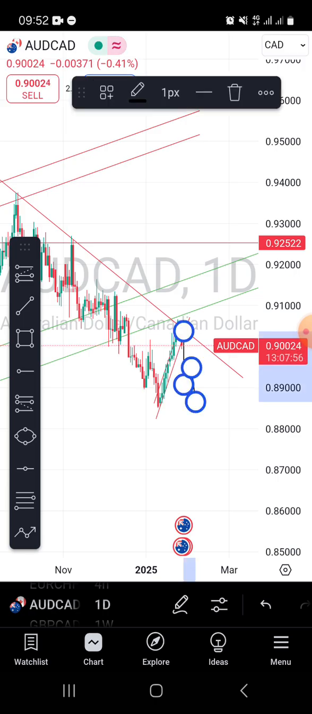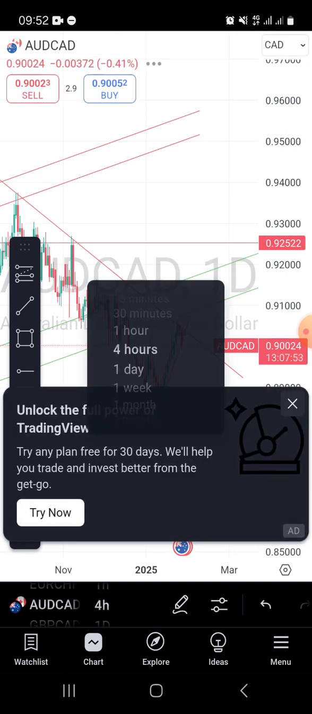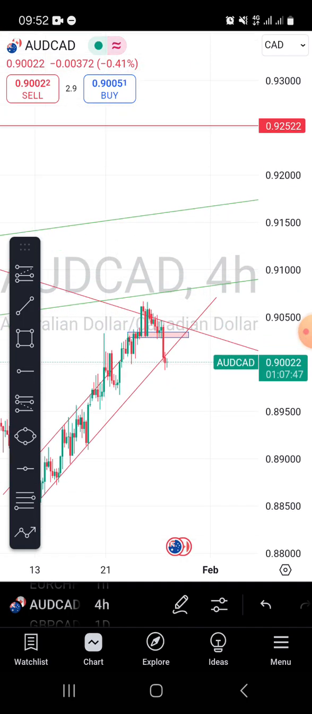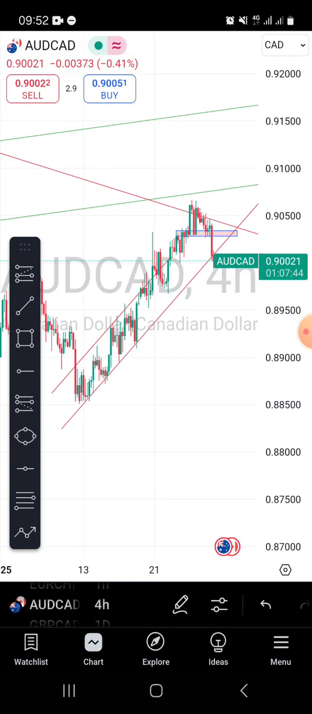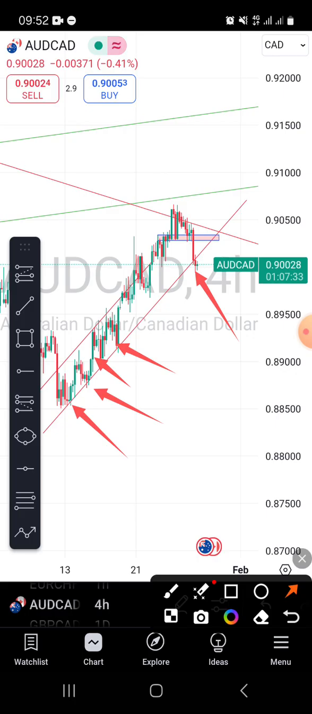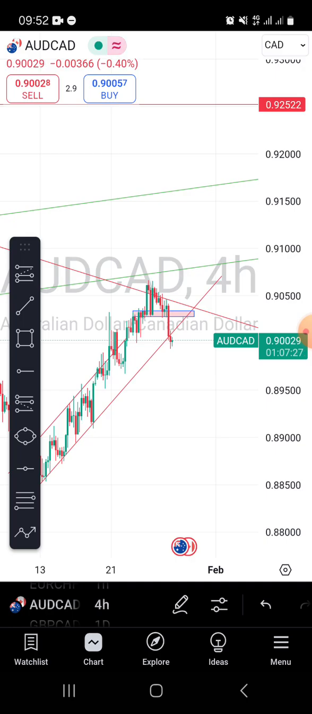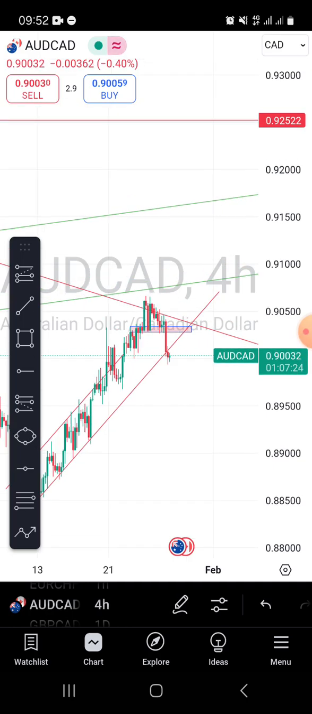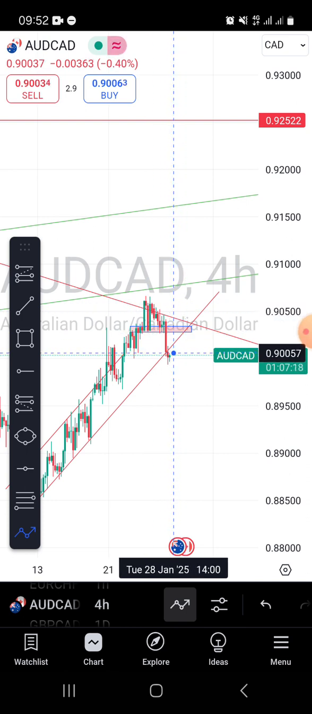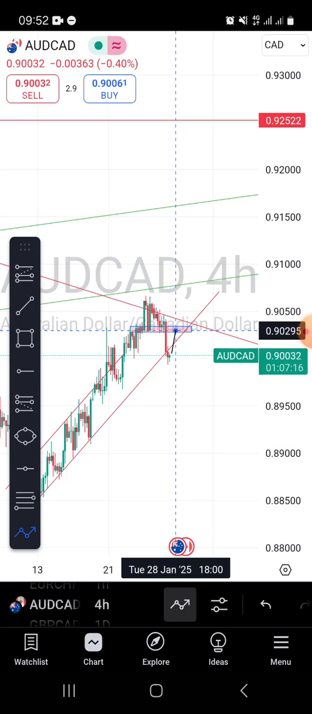So, what is my possible entry? I'm only interested in selling AUD CAD. You can see this uptrend line itself on H4. Price has intercepted it: 2, 3, 4, then number 5. It has broken below it. So my interest is to sell AUD CAD. So I'm hoping you can see a pullback to this, then I'll take my sell.